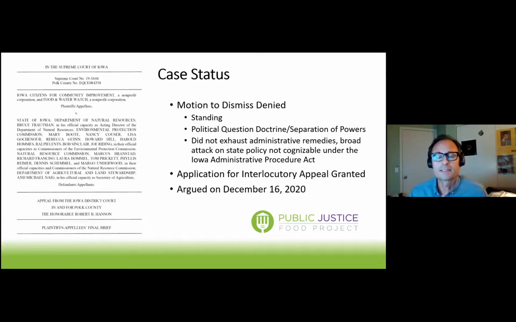The current status of the case is at the Supreme Court. Once we filed, the state brought a motion to dismiss, challenging the standing of Iowa CCI and Food and Water Watch, claiming that the political question doctrine barred our claims, basically arguing that the state legislature and executive branch held all authority, and there was no business for the judiciary to question their decisions. And then they also want to say that we should have filed an Iowa Administrative Procedure Act case. The Supreme Court granted their application for interlocutory appeal, and the case was argued about a month ago.